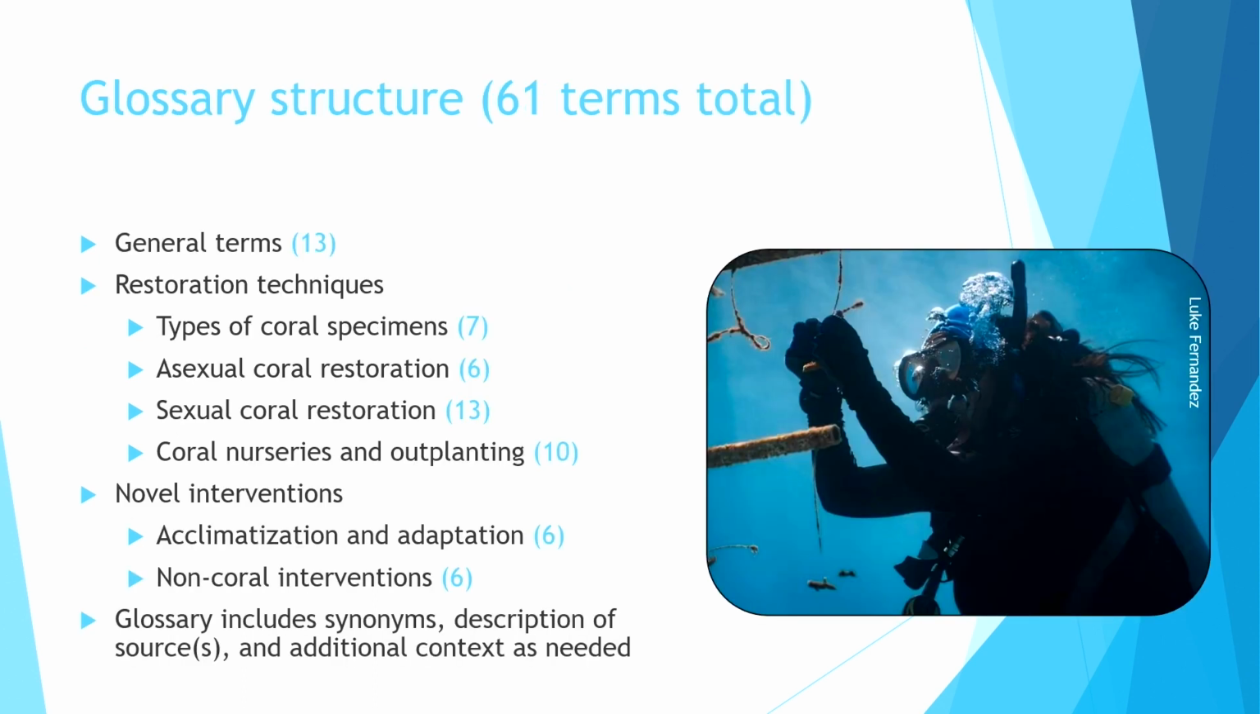Right now, we have 61 terms in our glossary, and they are divided into 3 main sections, which are in subsections. So we have general terms, and then we have restoration techniques, under which we have types of coral specimens, asexual restoration, sexual restoration, and then a section on nurseries and outplantings. And then we also have novel interventions, and under that we have acclimatization and adaptation and non-coral interventions.